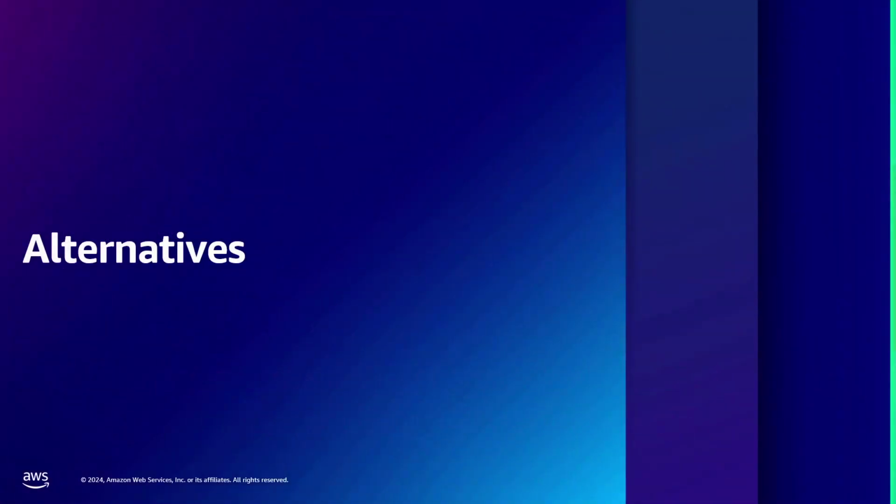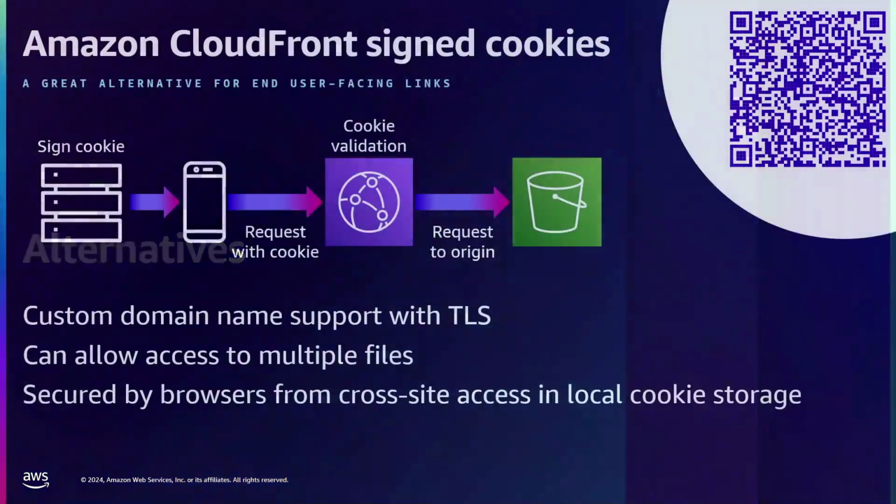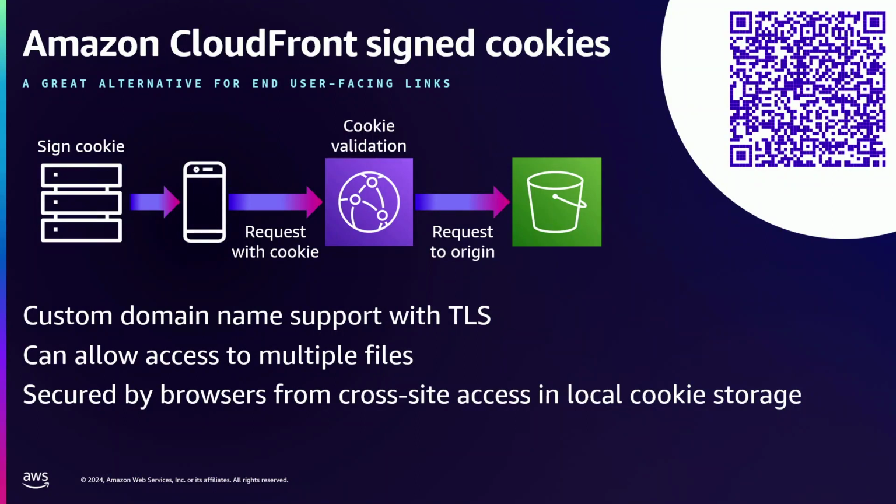But let's talk about alternatives. Pre-signed URLs are not the only way to share objects in S3 or to temporarily grant access to S3 data. First one I'd like to talk about is Amazon CloudFront. It's a great option if you are trying to share content with users in a web browser.